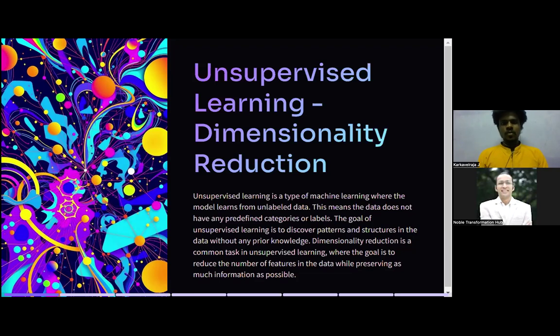Now, unsupervised learning, dimensionality reduction. I think you already know what dimensionality reduction is; we have stressed this point in 2 or 3 sessions. So let's see what it is. Unsupervised learning is a type of machine learning where the model learns from unlabeled data. This means the data does not have any predefined categories or labels. The goal of unsupervised learning is to discover patterns and structure in the data without any prior knowledge.